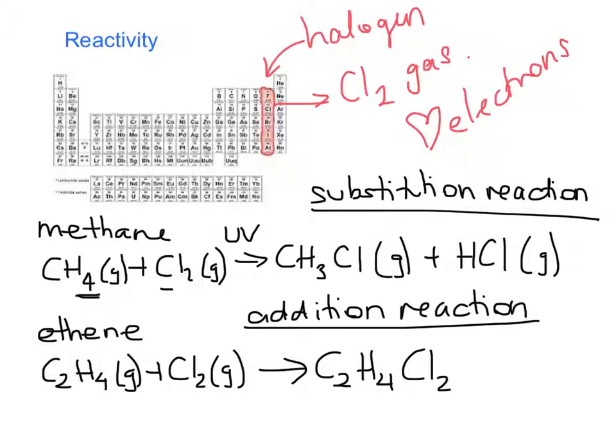But what I want you to do, think about the double bond. Think about what's actually happening between the methane and it being substituted for a chlorine, and the difference between the ethene, where it's an addition reaction. Try to draw these two equations molecularly. So give that a go, pause the video, and then we'll have a look.